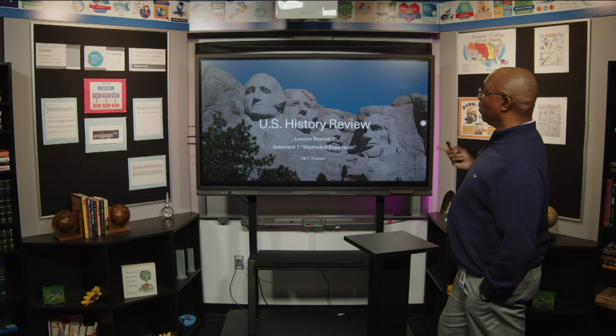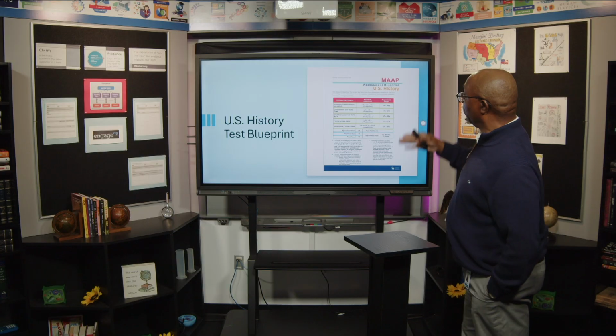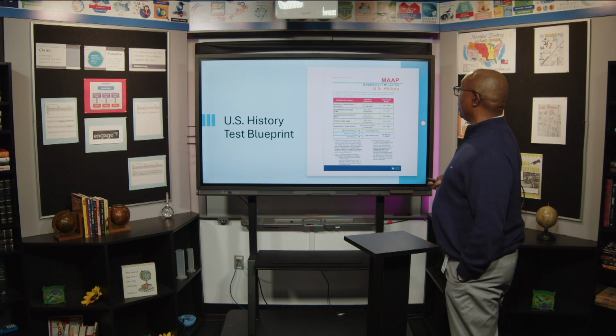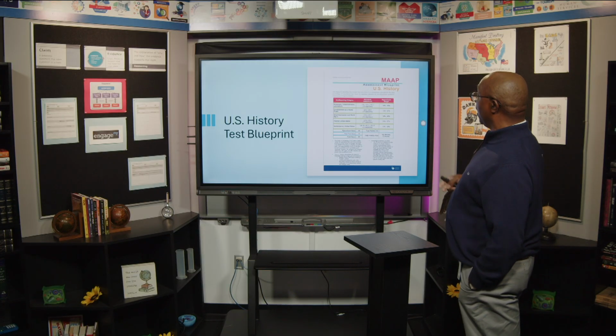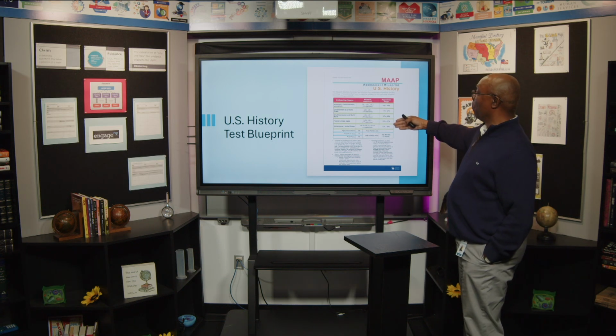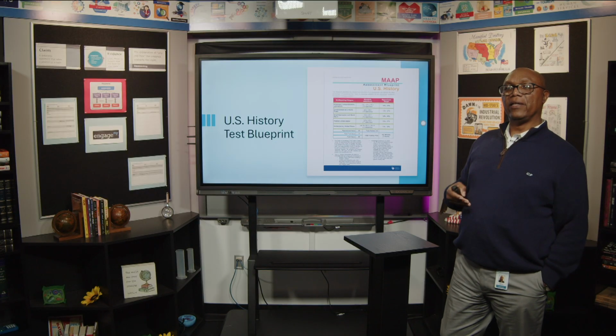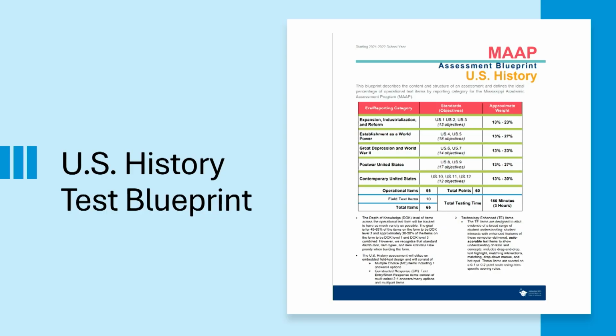Now, we'll start today with Standard 1, Westward Expansion from 1877 to present. We've talked about some of these things before, but we're going to refresh your memory. We're going to start by looking at the blueprint for the MAP assessment for U.S. history. The one thing we wanted to point out is that if you look on the right-hand side in the last column, where it says approximate weight, it tells you the weighting in terms of how much importance they place on that particular standard when it comes to the assessment.